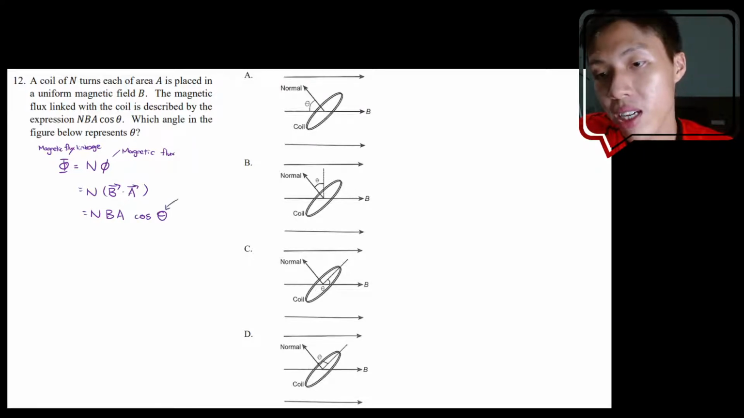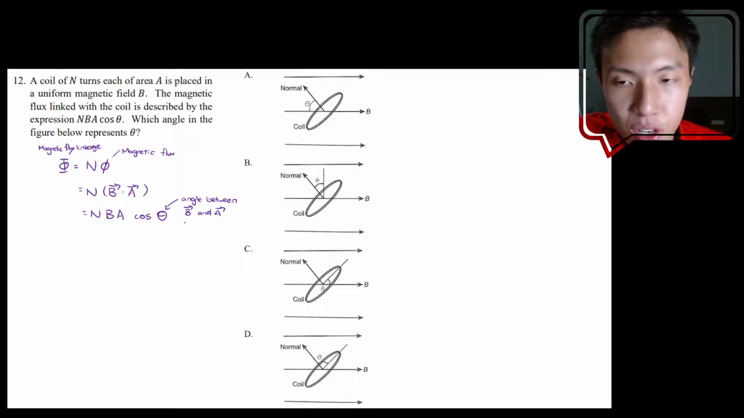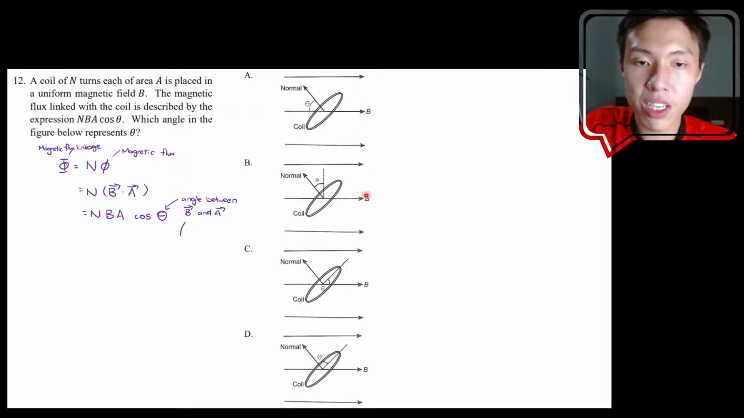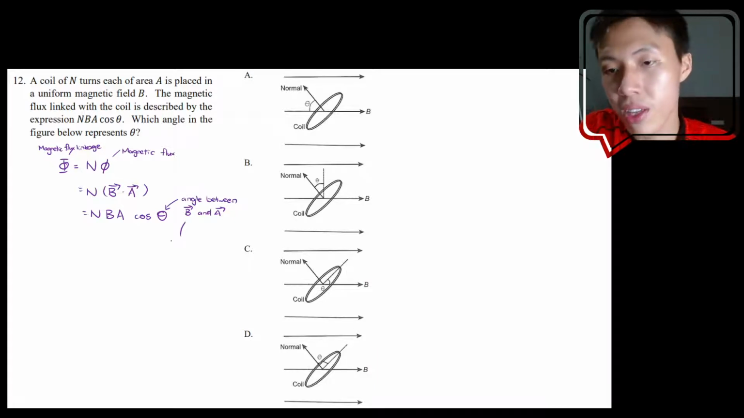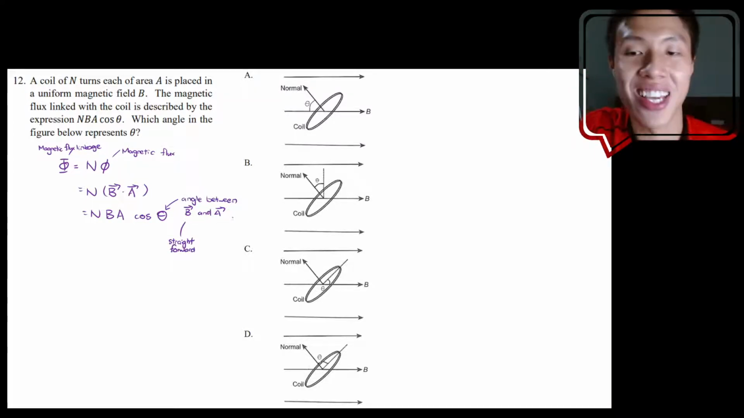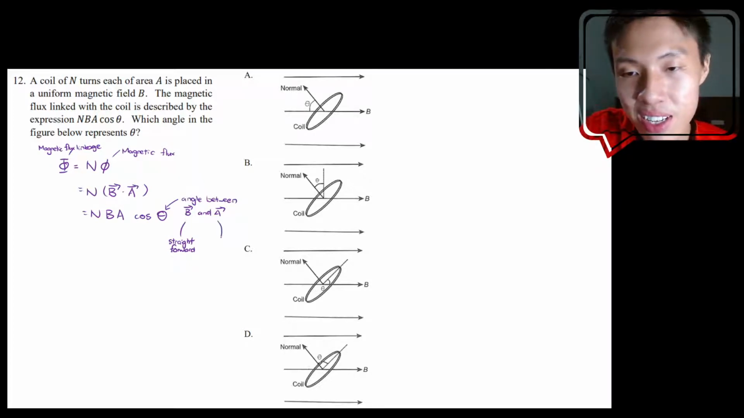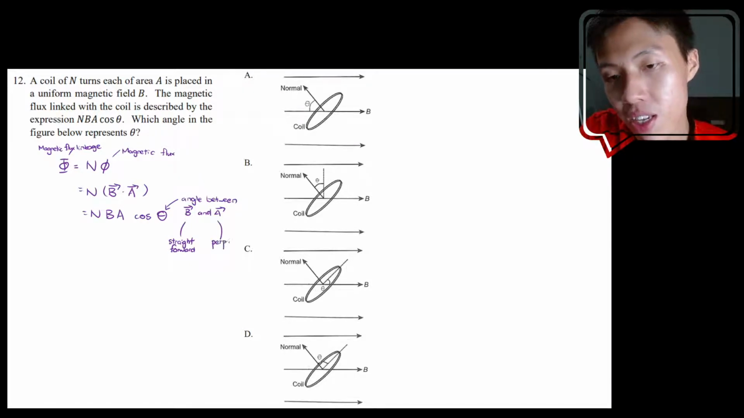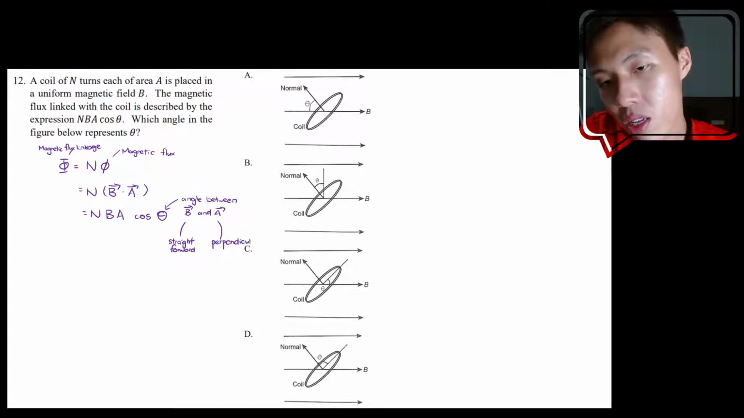So therefore, you know that the angle over here will be the angle between A and B, B and A. Okay, so this one is quite straightforward. If you look at the diagram, you know that all the B here is pointing to the right. That one is very straightforward. Okay, so next we continue to the area vector. The area vector must always be perpendicular to the plane of the coil.